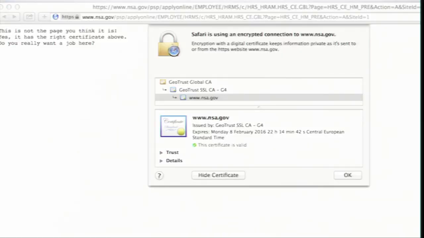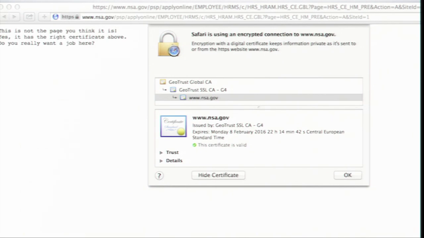And I want to show you a picture of this. Now, it may be a little hard to read there, but the site up at the top is www.nsa.gov. This is their employment page. And what you see here is a certificate. Oh, it's very blurry. Sorry. What you see here is a certificate that is a valid certificate for nsa.gov. And yet, clearly, the text on this page is not NSA's employment page. It says something like, are you sure you really want a job here?